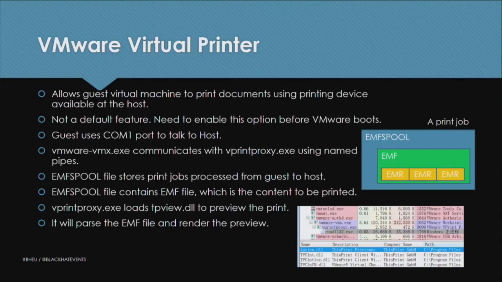Guest virtual machine uses COM1 port to talk to the virtual print proxy on the host. When user boots a guest virtual machine with virtual printer feature enabled, vprintproxy.exe will be launched on the host by VMware vmx.exe. VMware vmx.exe and vprintproxy.exe communicate with each other through named pipes.